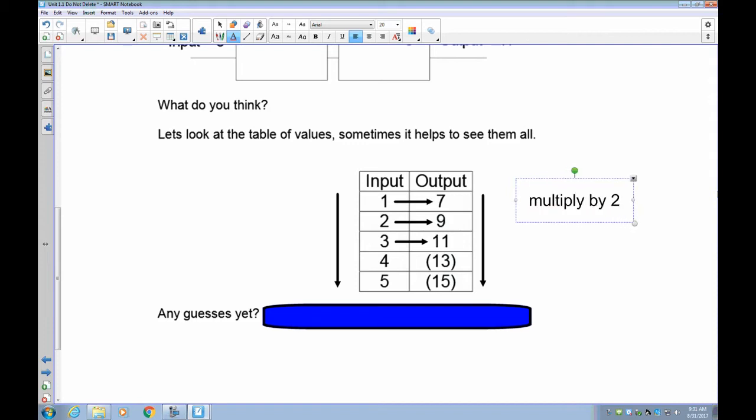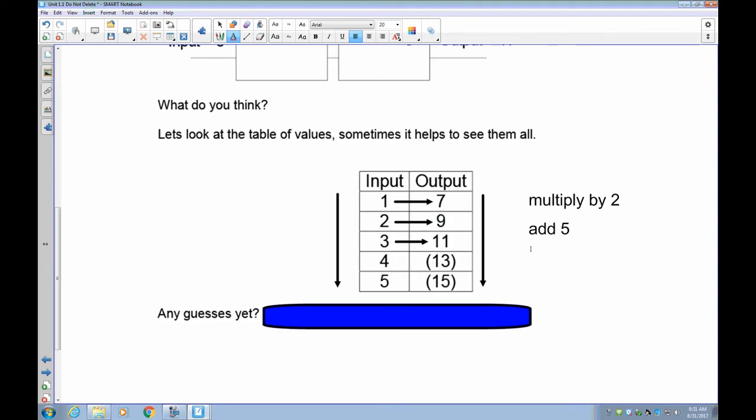Multiply by 2. Now, let's go over here and see what happens. 1 times 2 is... sorry, back up. 1 times 2 is 2. But we don't have a 2. We have a 7. So how do you get from a 2 to a 7? Well, in this case, you add 5.